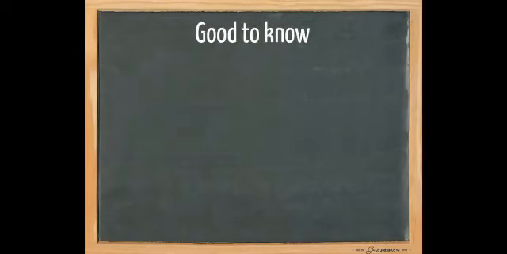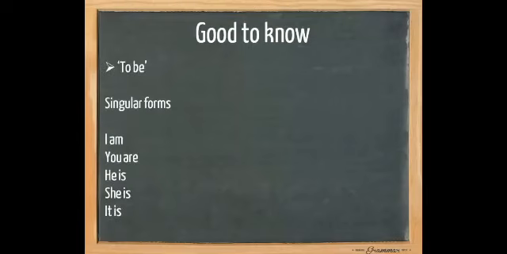I'm going to show you how to form a present continuous and when to use a present continuous. But before we get started, it's good to know how to conjugate the verb to be. The singular forms are I am, you are, he is, she is, it is. The plural forms are we are, you are, they are.